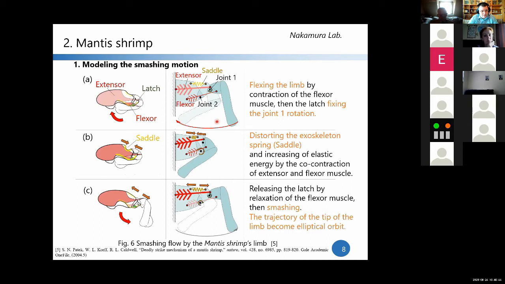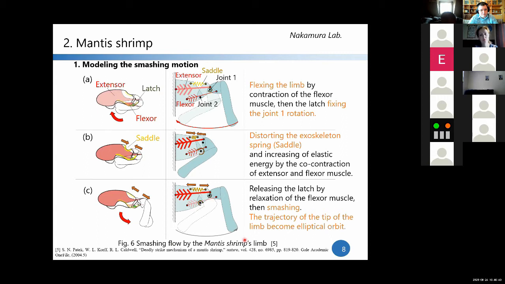The mantis shrimp limb consists of two muscles, the extensor and the flexor, and the exoskeleton saddle spring, and a latch to fix joint movement. First, the mantis shrimp flexes the limb. Then the latch fixes the joint rotation by contraction of the flexor muscle. Next, the mantis shrimp distorts the exoskeleton spring and increases elastic energy by co-contraction of extensor and flexor muscles. Finally, the latch is released by relaxation of the flexor muscle. Then it smashes with the combined force of the extensor and the exoskeleton spring.